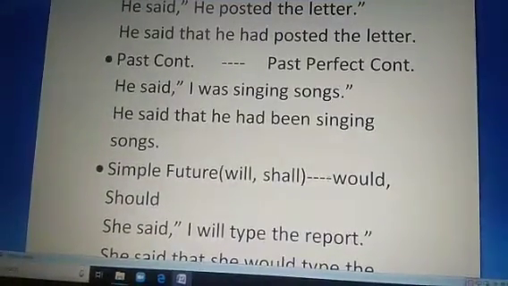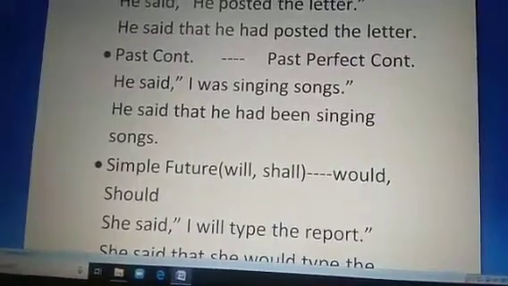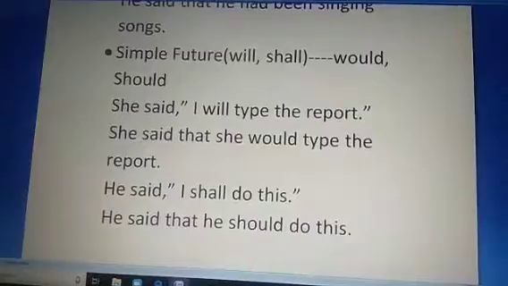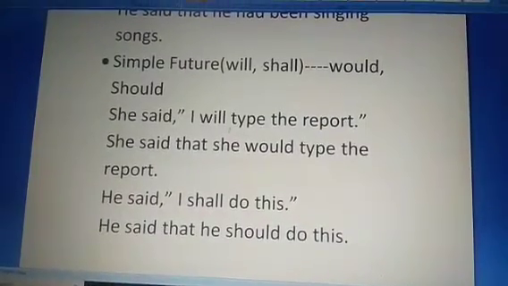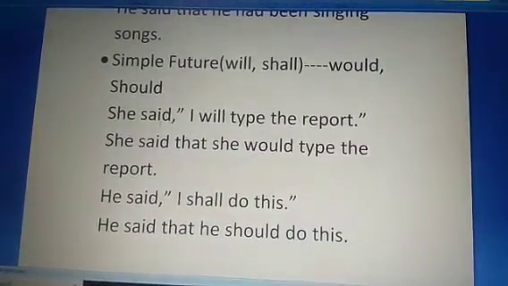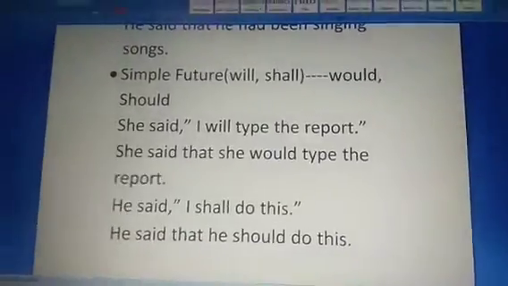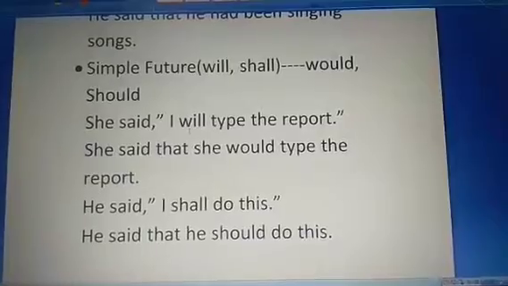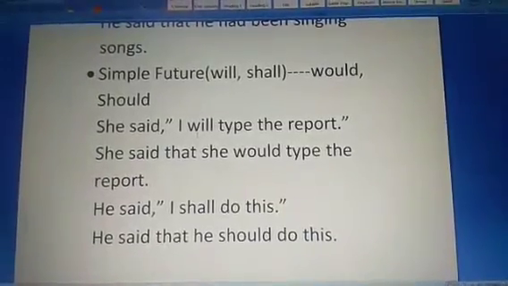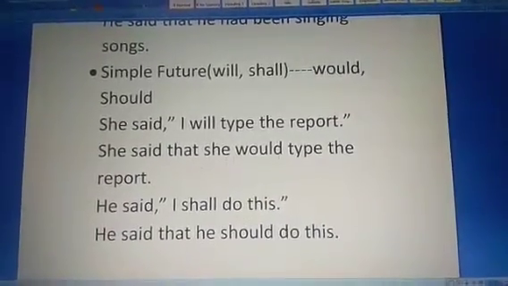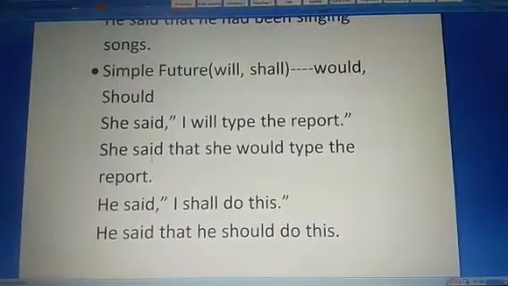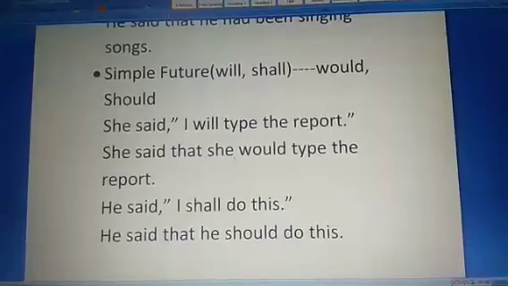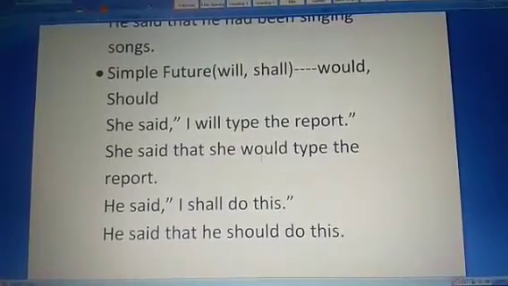And the next one is simple future. Will, shall are changed into would and should. And the examples are, she said, I will type the report. Now, the reporting verb said is in past tense, so will be changed into would as per rule. Now, the indirect speech reads like, she said that she would type the report. Now, this one has been converted into indirect speech, and will has been changed into would.